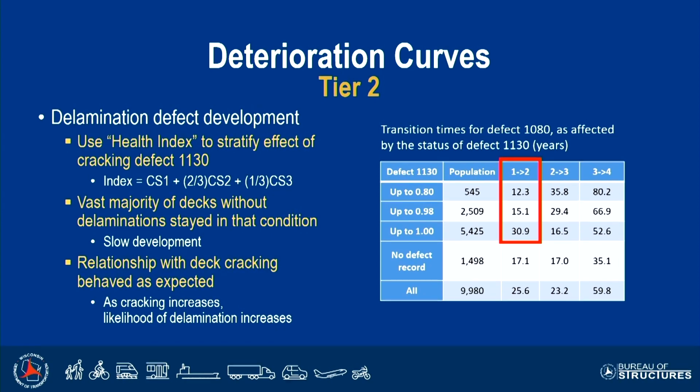They have a health index on the left side of this table here, defect 1130, and it combined condition states 1, 2, and 3 within that factor. And I've got an example on the upcoming slide. Overall, we showed a lot of slow development, a lot of decks that stayed the same over that analysis period. But there was a strong relationship to deck cracking as expected.